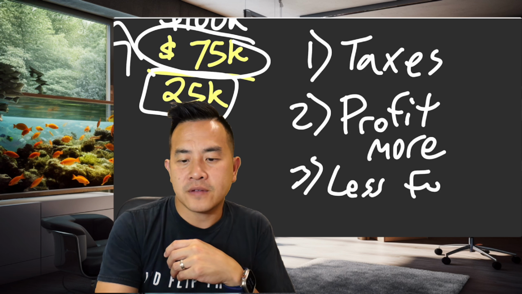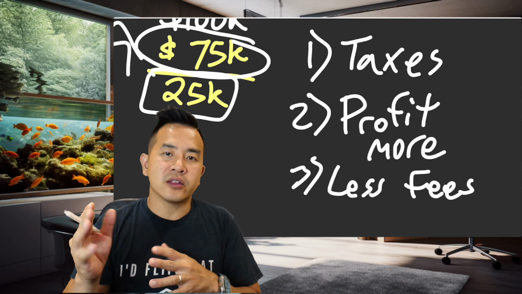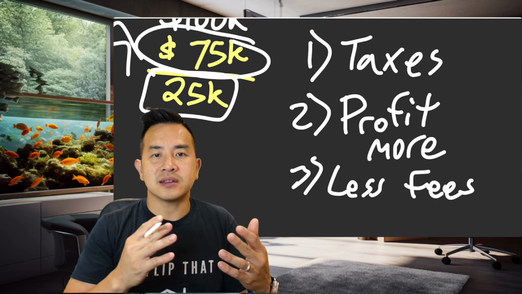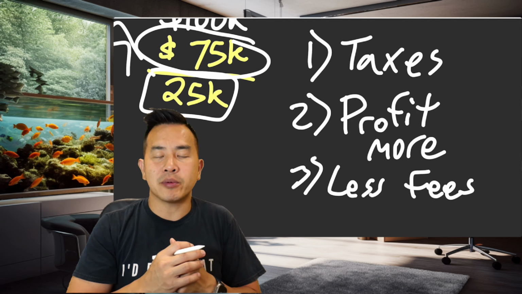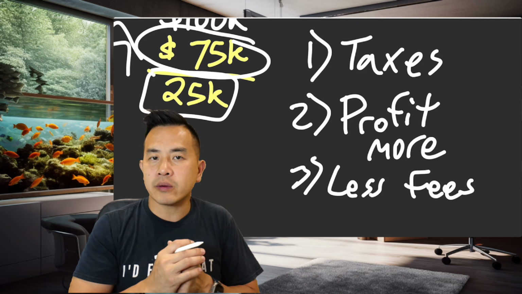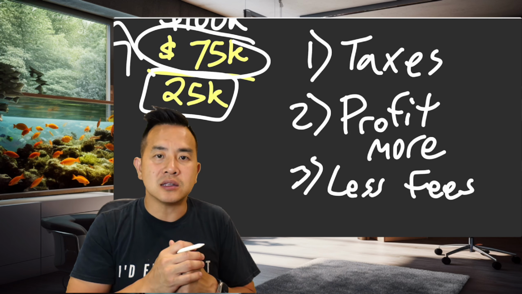All right, number three, less fees. All right, and which fees am I talking about? Real estate agent commission fees. So if the seller is selling to you directly, they don't have to pay for a real estate agent to list and sell the property for them. So they're saving the 6% or 5% or whatever they were going to pay their agents. They're going to save that fee because they're selling directly to you.